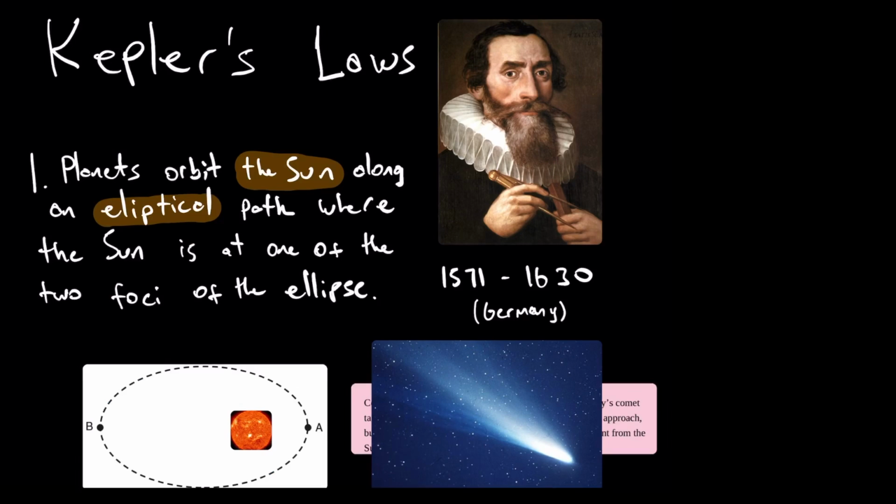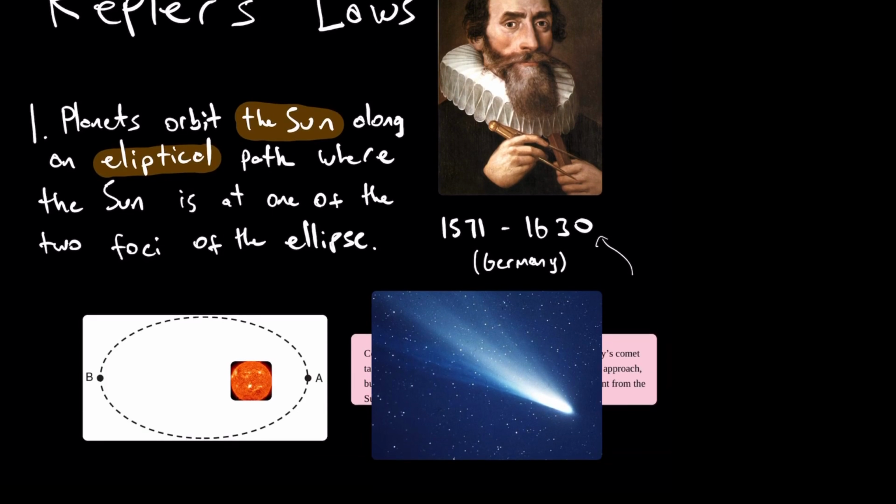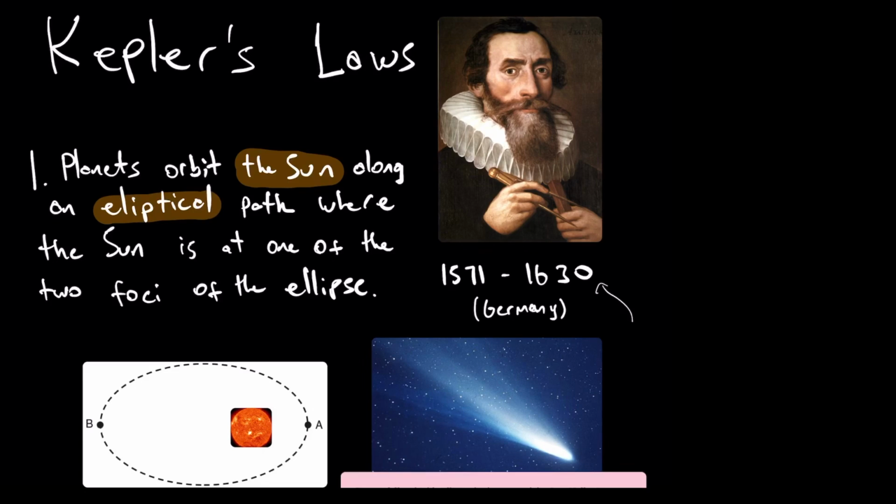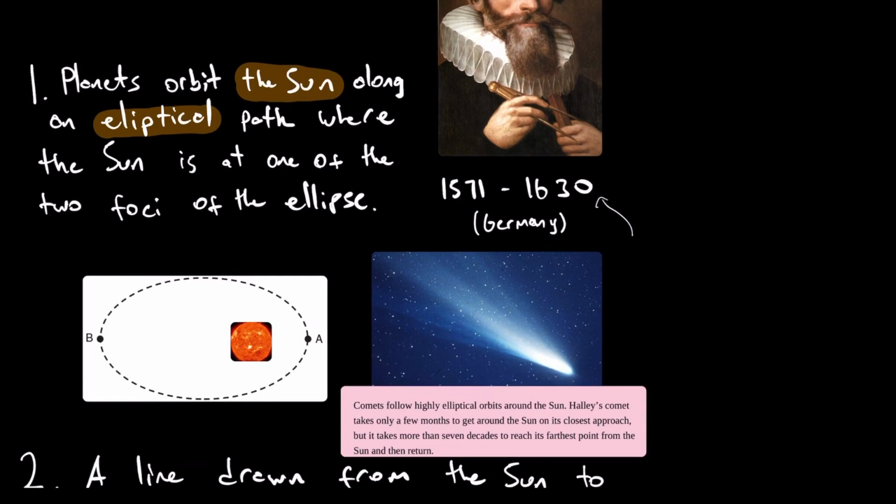Now, let's take a look at Kepler's laws. Kepler was a scientist who lived between 1571 and 1630, and he lived in Germany, and he had some laws. So let's talk about them. The first law is that planets orbit the sun along an elliptical path where the sun is at one of the foci of the ellipse. So here's an example of that.